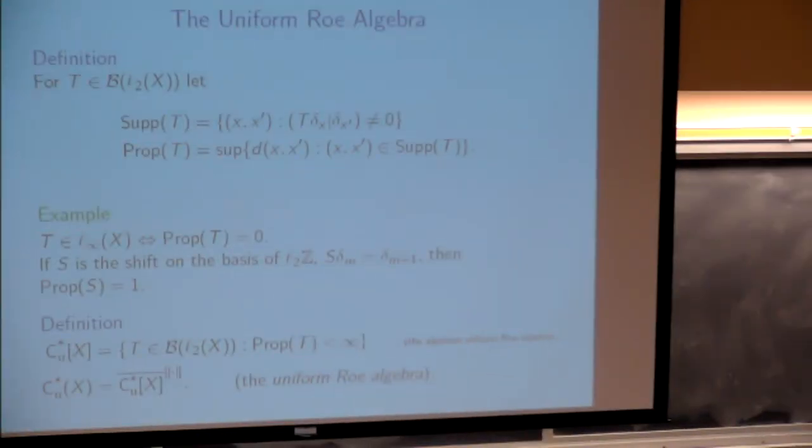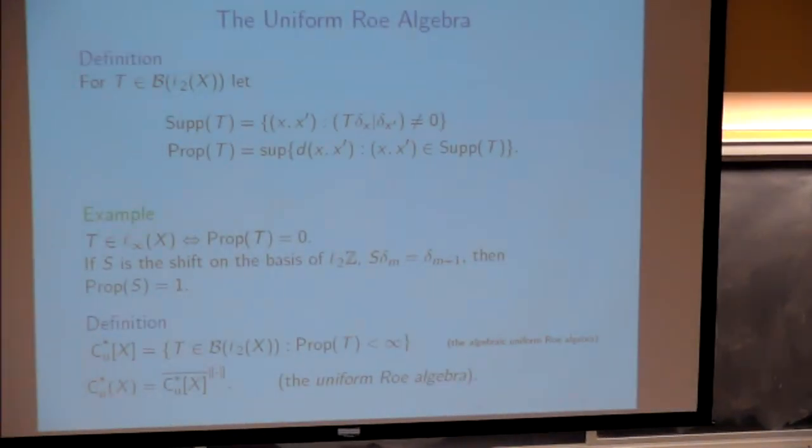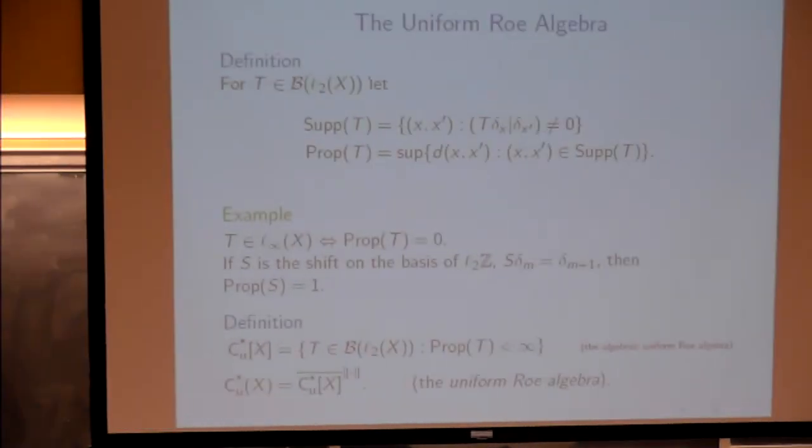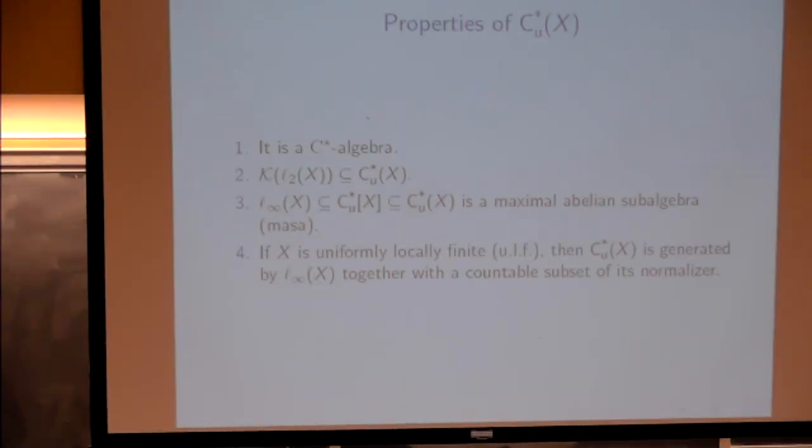Now, you see, this is a C-star algebra. It is definitely not closed in the weak operator topology because compact operators are weakly dense. But it does have some features of von Neumann algebras. So let me say what the properties are. First, by definition, it is a C-star algebra.